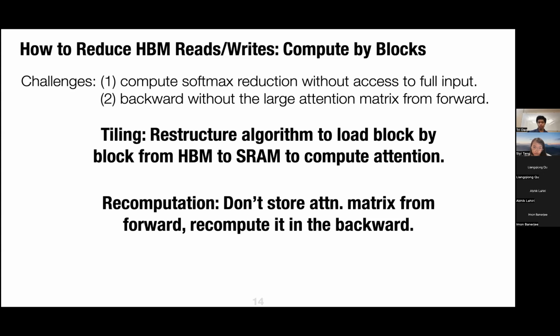And the second technique we use is called recomputation. So the answer is we don't store the attention matrix from the forward pass, we recompute it in the backward pass. And it turns out recomputation is actually faster than storing it and reading it again. So that's a little bit surprising. And I'll go into details of some of these techniques.